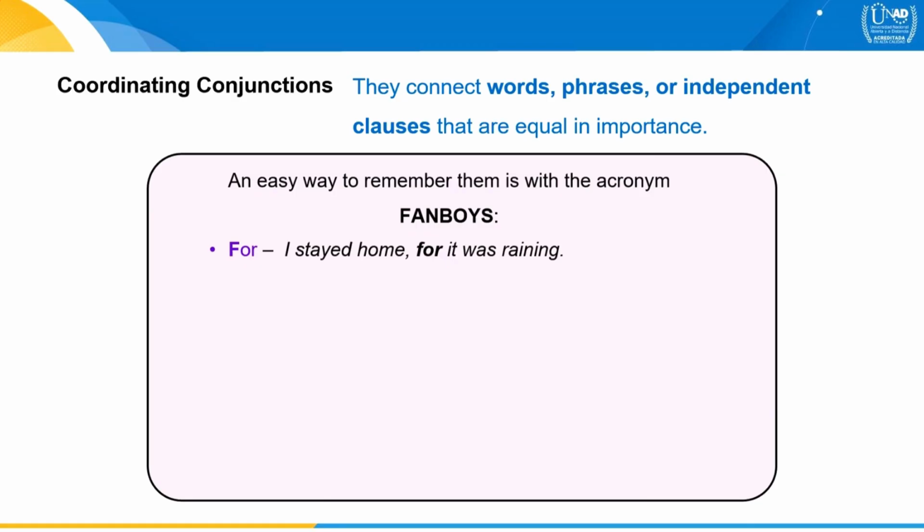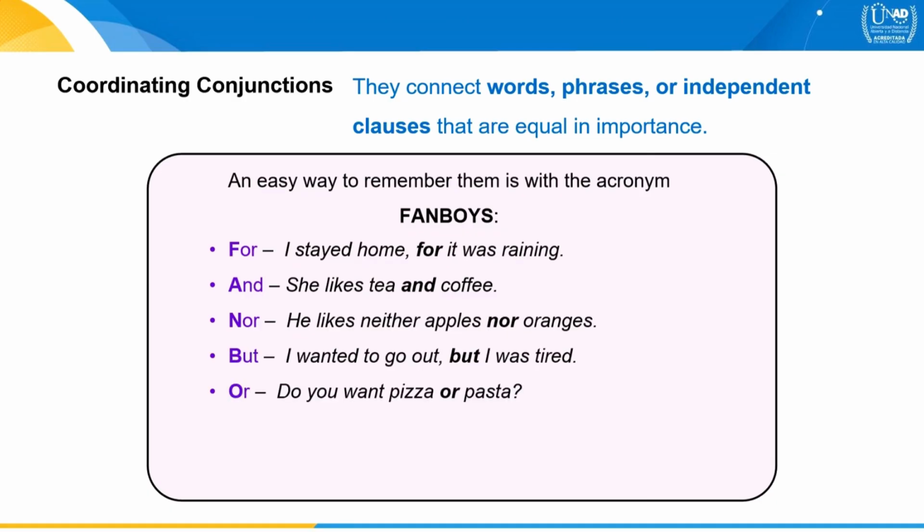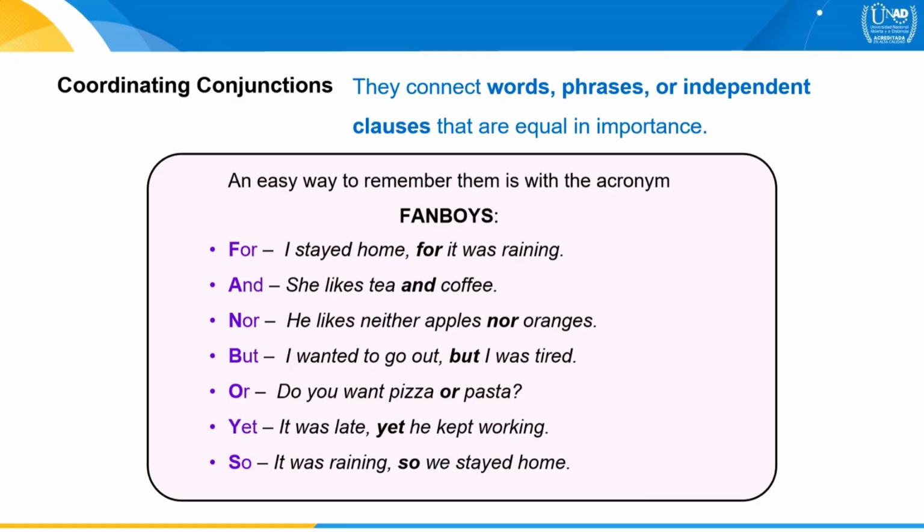For: I stayed home, for it was raining. And: she likes tea and coffee. Nor: he likes neither apples nor oranges. But: I wanted to go out, but I was tired. Or: do you want pizza or pasta? Yet: it was late, yet he kept working. So: it was raining, so we stayed home.